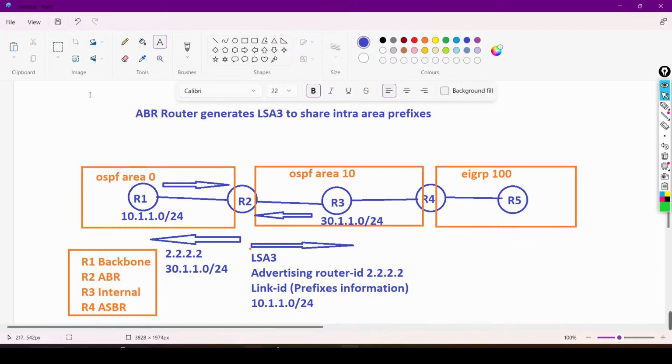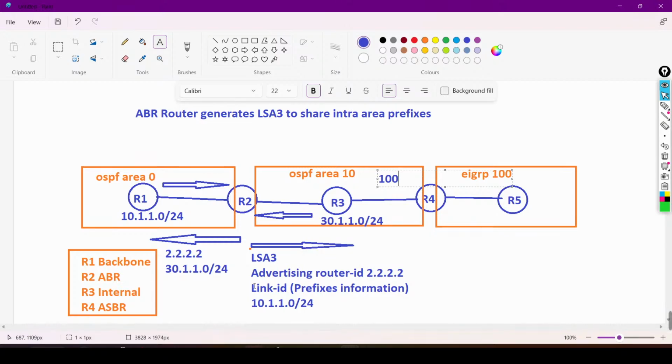Sir, will this R2 R3 share only the 10 prefixes, or will it advertise the 12 prefixes too? The 12 prefixes will also be advertised. Okay, both will be there, right? Yes. Link ID will have both prefixes. Suppose there are 100 prefixes in area 10. So there will be 100 prefixes in link ID.